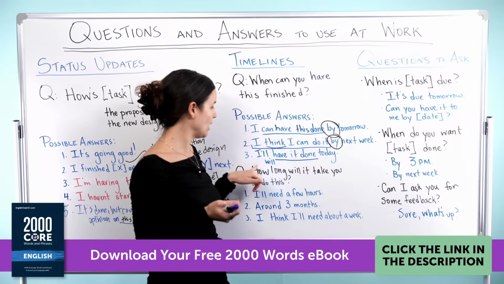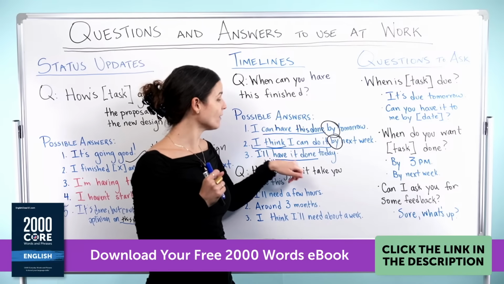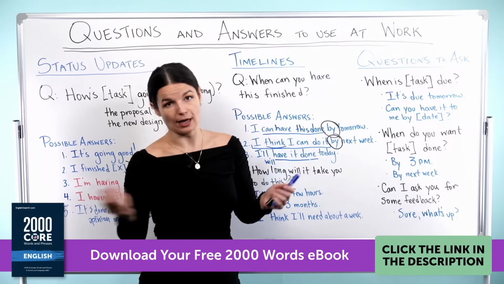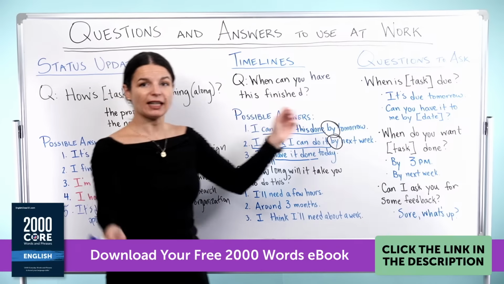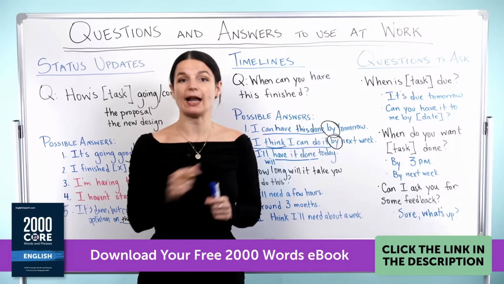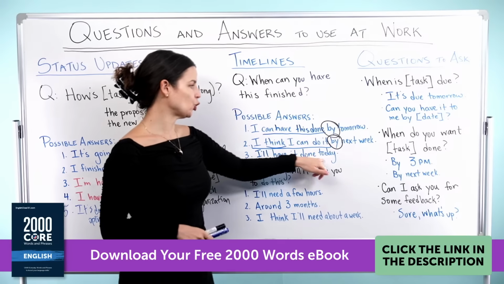What does this mean? I will. That means I decided just now. I will have it done. Or you can say I'll do it today. Also okay. That means it's right away. I made the decision now. I know right now when I can do this. I can do this today, okay? I'll have it done today, all right?